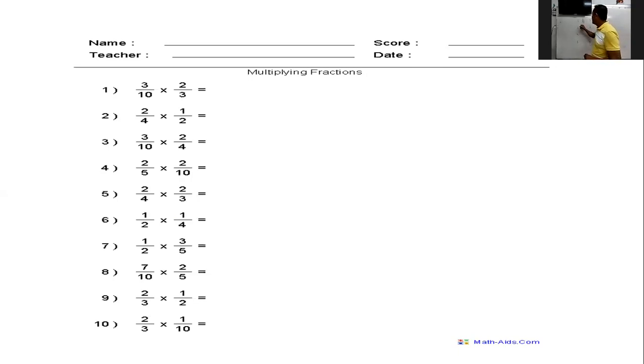Number 2, 2 over 4 times 1 over 2. So our answer is 2 over 8. Then number 3, you have 3 over 10 times 2 over 4. So 3 times 2 is 6 and 10 times 4 is 40. I hope you're getting the correct answer. Number 4 is 2 over 6 times 2 over 10. So our answer is 40. I'm sorry.